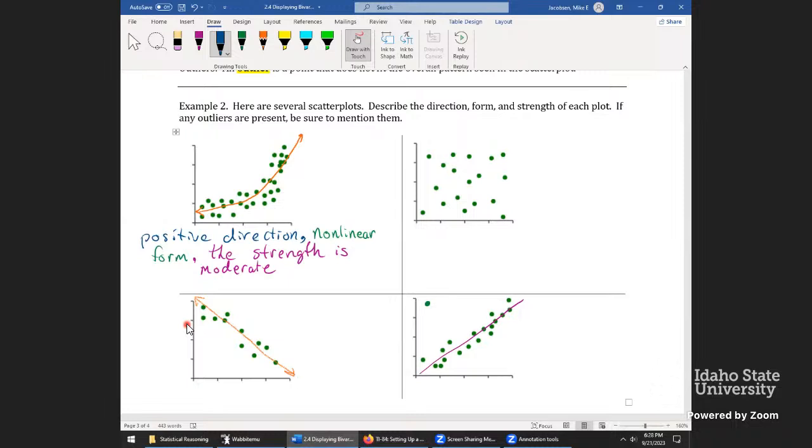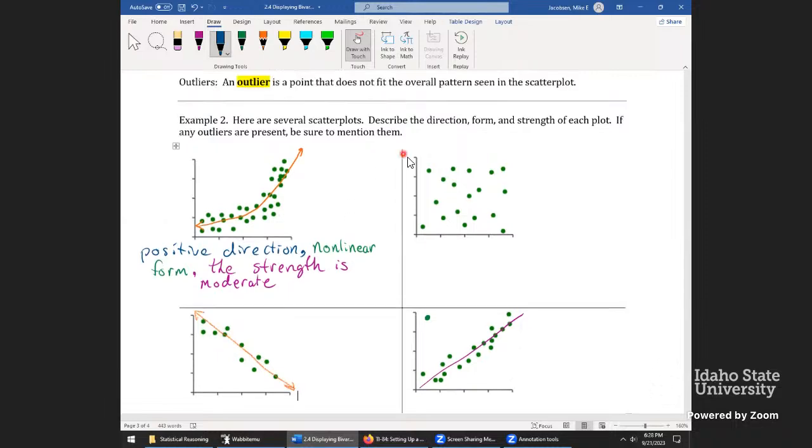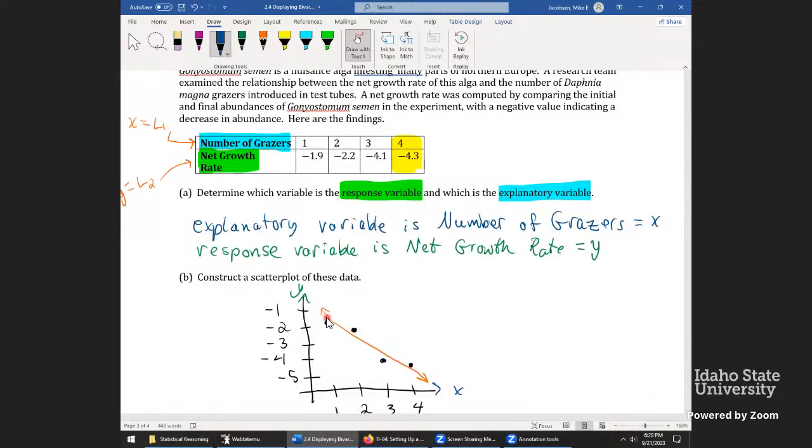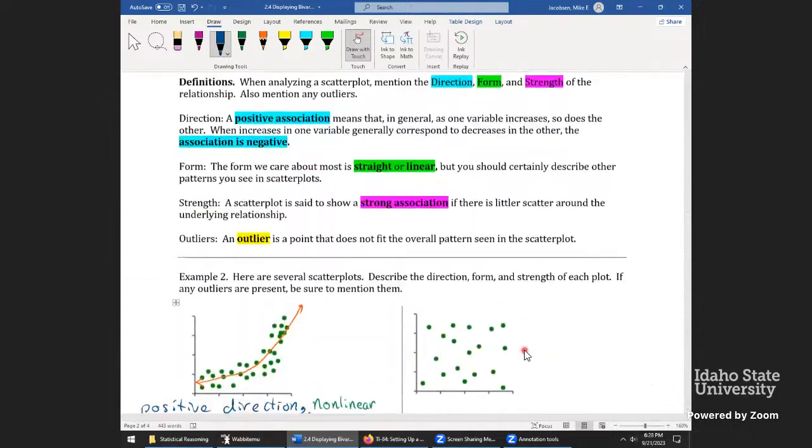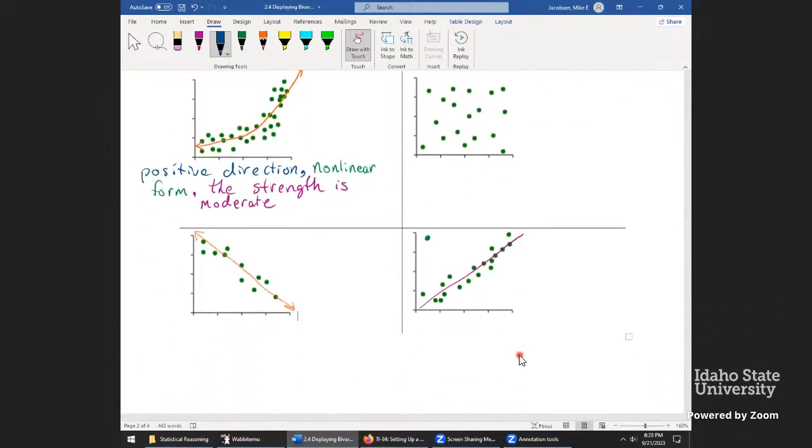Some say going down. I agree. Just imagine you're reading the graph left to right. The dots are falling down and scattering around the line. That means it's negative. Just the same as our problem right here. This one was a negative association. The net growth rate decreased as the grazers increased. So down here, we'll say negative direction.